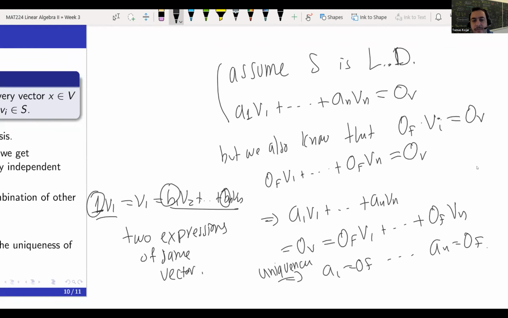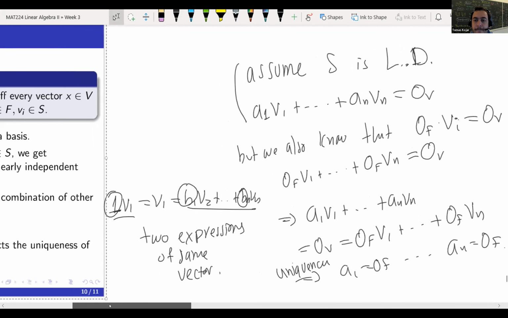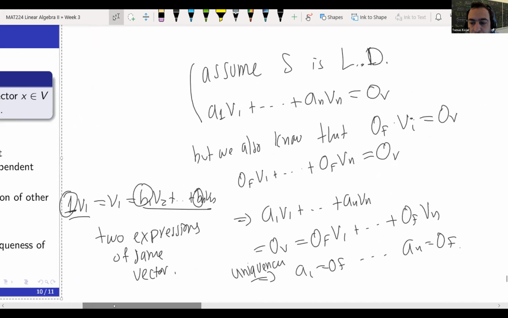So just to show you there are many ways. This is a longer proof. The one I did is much shorter. So you can pick and choose whatever you like. Okay, any questions? All right.